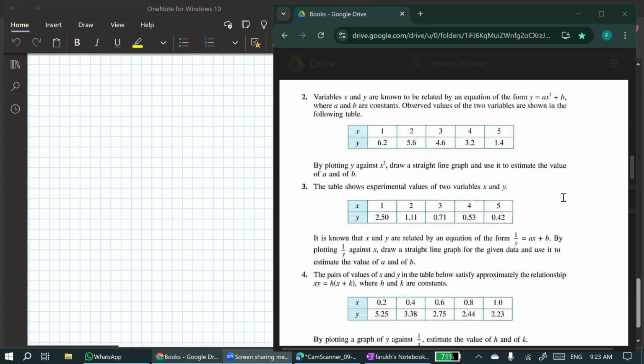In question number 2, variables x and y are known to be related by an equation of the form y is equal to ax square plus b, where a and b are constants. Observed values of the two variables are shown in the following table. By plotting y against x square, that is, y along y-axis and x square along x-axis, draw a straight line graph and use it to estimate the value of a and b.